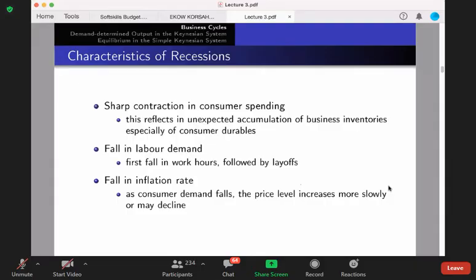And then there will be a fall in labor demand. First, there will be a fall in working hours, because if firms are keeping inventories and people are not buying, the best thing for you as a producer is to reduce the number of hours your workers come to work. Subsequently, the next thing you will do is to lay some of them off. You keep your most skilled and permanent workers, but gradually you keep reducing the number of people that work for you.